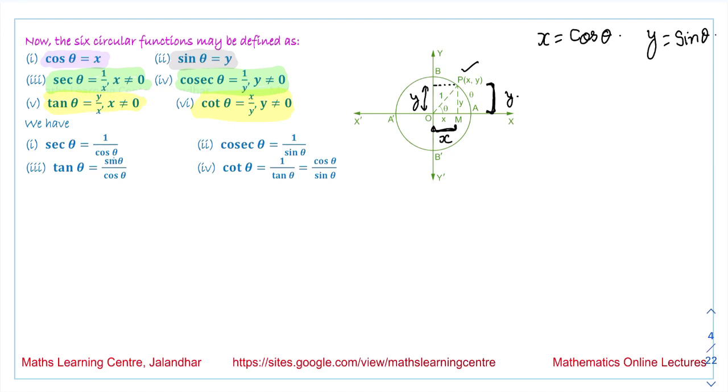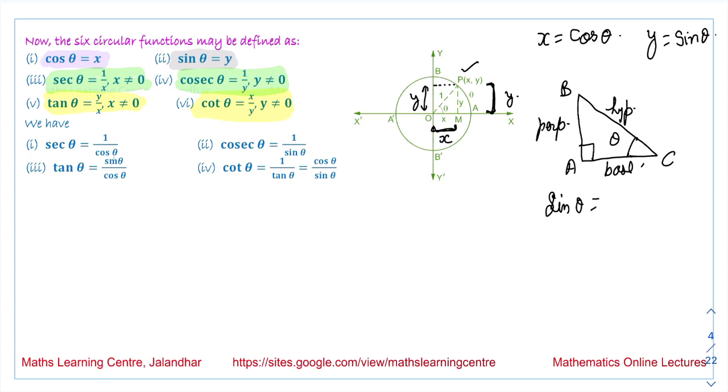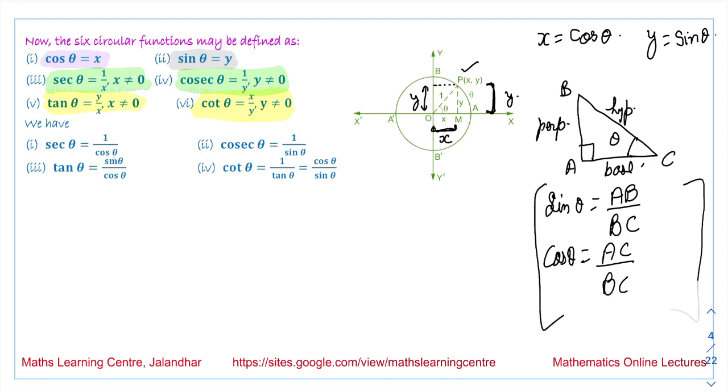Now it is important to note over here that earlier in your previous class you have studied that we have a right angled triangle. This angle is theta. This is the perpendicular, this is the base and this is the hypotenuse. We are writing it is ABC, and this triangle is a right angled triangle. Then we have defined sin theta is equal to perpendicular over hypotenuse. Cos theta is equal to base over hypotenuse. Likewise we have defined all the trigonometric ratios, but now we are not talking about these values over here.